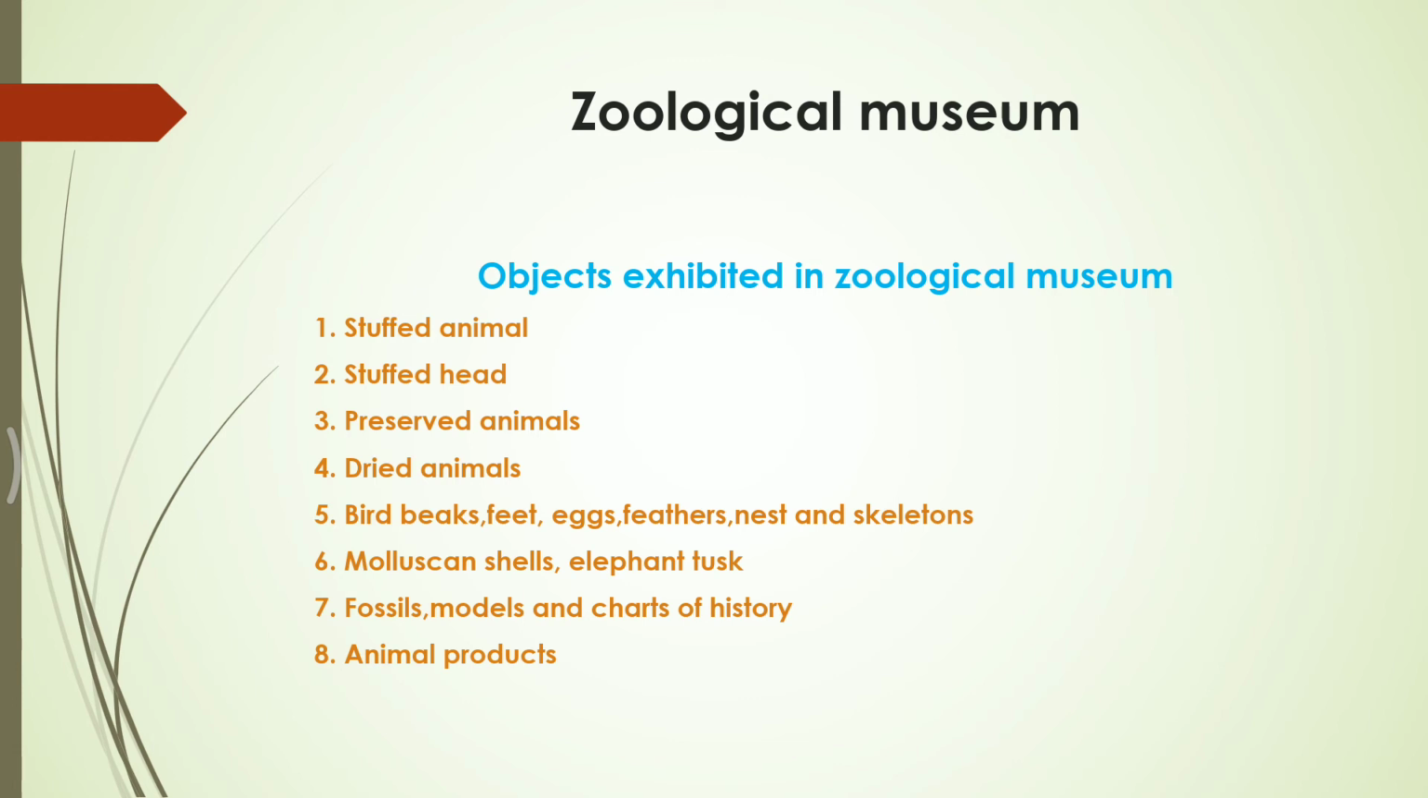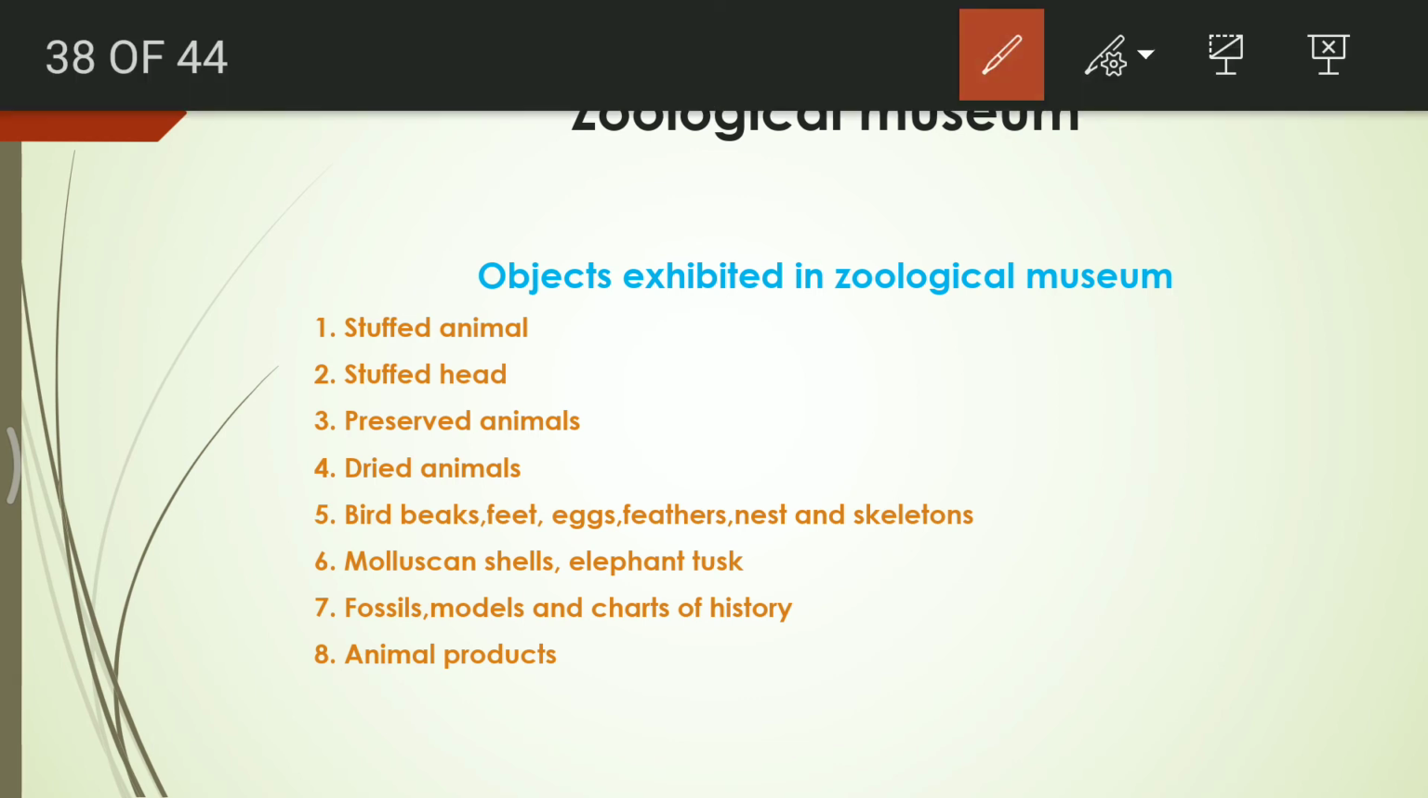I personally don't like zoological museums, but still, this is something which is used for study only. So we should study about it. Next is the stuffed head. The animal's head is cut off, and all the internal organs are removed, and then it is stuffed again with pieces of cloth, thermocol, and certain things so that it looks as if the animal is alive.